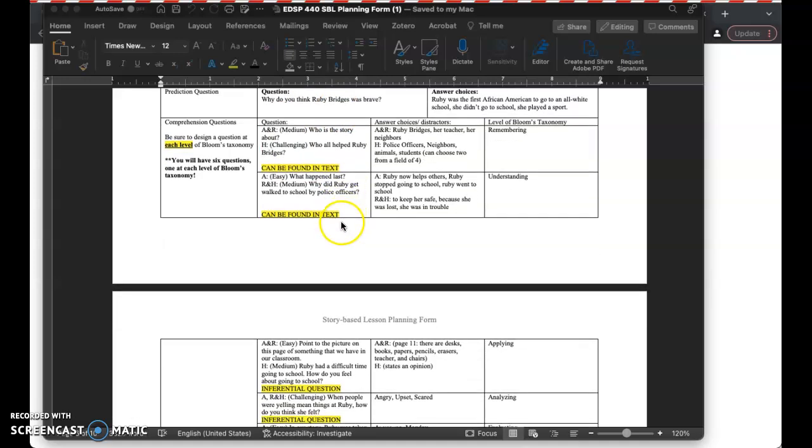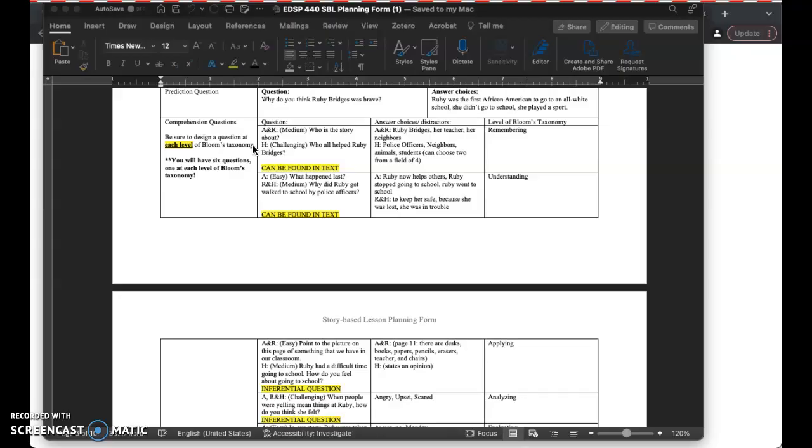So when we get into comprehension, this is where we're looking at Bloom's. So if you look on the left hand, we're going to need one question for each level of Bloom's taxonomy, which we're going to talk more about at the beginning of next week. But I encourage you to have your comprehension questions drafted by then.